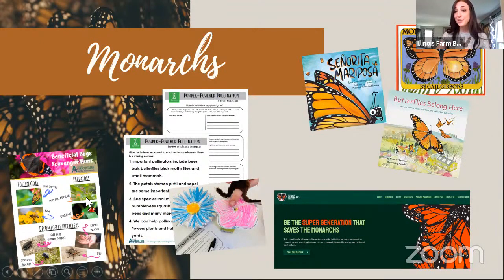And then we do have a bug scavenger hunt. You can either do this with your kiddos at home or with your students, where you can go outside and explore different types of bugs, whether they are beneficial or kind of harmful. And you can talk about the differences and maybe what they do to be beneficial or what they do that is harmful. So have those discussions with your kiddos.